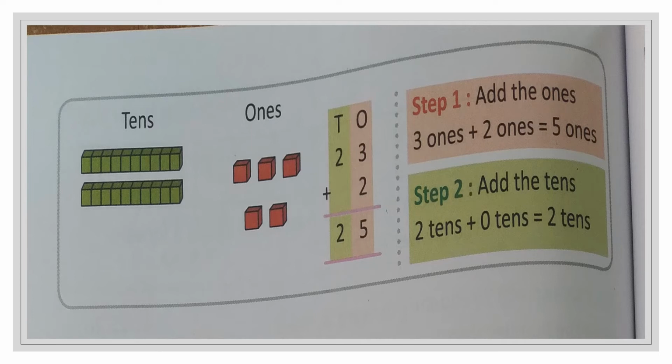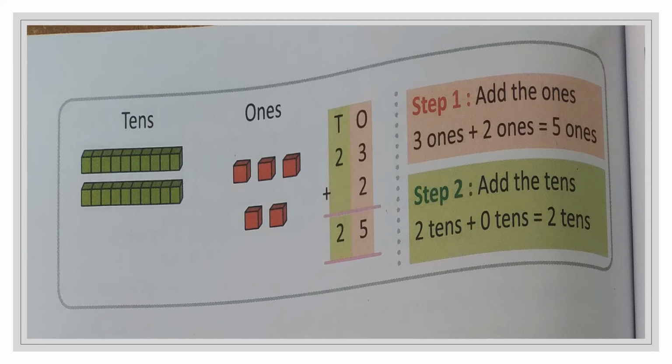Let us see it again. Whenever we write the sum in vertical form and solve, the rule is we have to start adding ones first. Here in the sum, ones are 3 ones and 2 ones. When we add 3 ones plus 2 ones, we get 5 ones. And here tens is 2 tens and 0 tens. So we get 2 tens. So we got the answer 25.